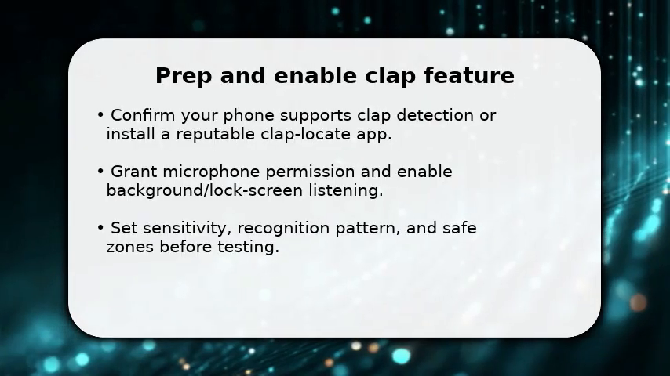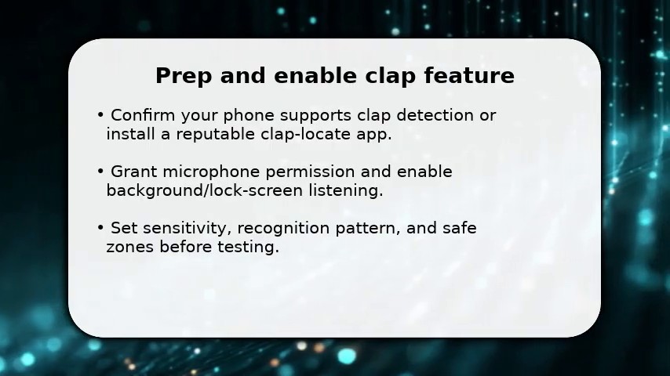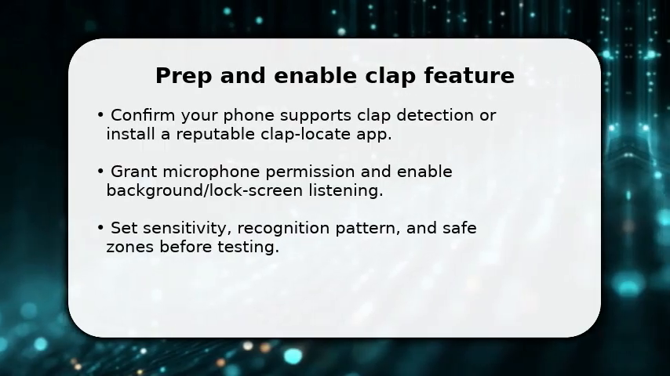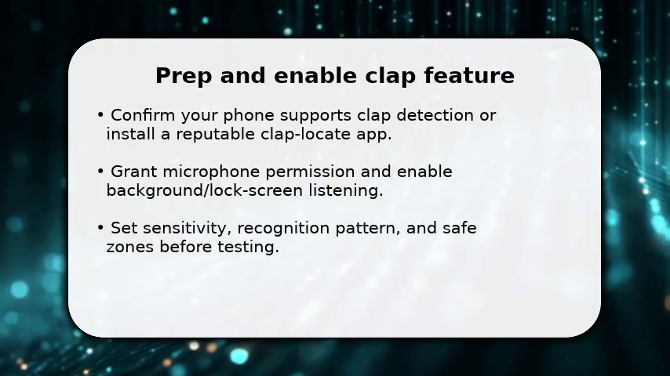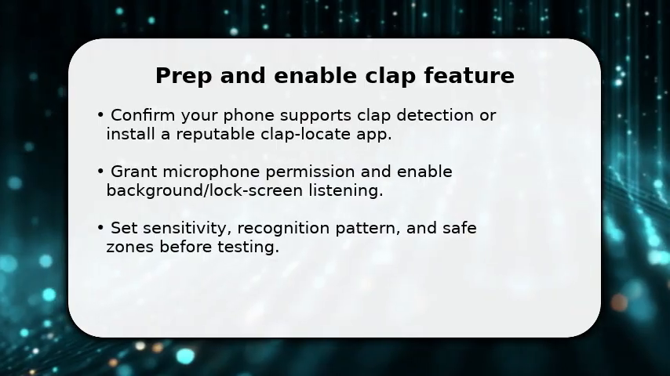You start by enabling the clap finding capability on your phone. Open the built-in setting or the app, then grant microphone and background listening permissions so detection works when locked. Once done, choose a recognition pattern, single clap or 2 quick claps, and set sensitivity to avoid false triggers.